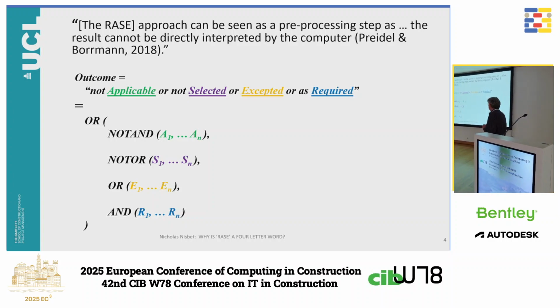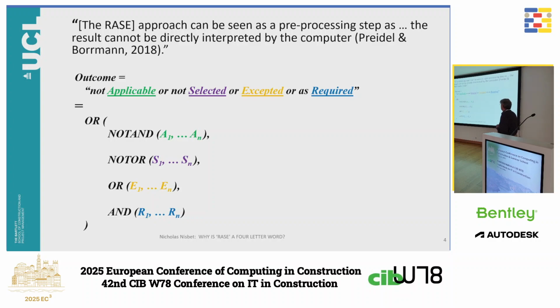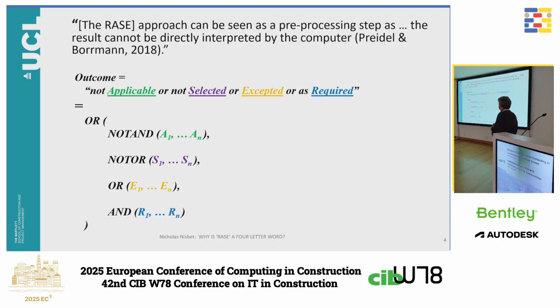So a quick introduction to RASE. Essentially, it uses four colours to mark up any sentence, no matter how complicated, using four different colours. Because if you want a particular object to pass a regulation, there are four ways you can do that. You can either say, this door in this building is exactly as required by the regulation.